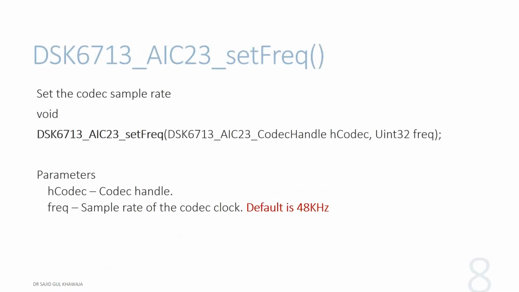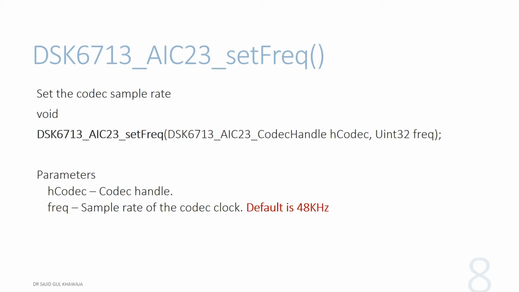Previously, we saw that the configuration of the AIC23 can be handled through different bits of the control registers. Interestingly, that is not the only way. There exists a certain number of commands that can also change relevant bits. For example, here we have a set frequency command. This command can be utilized to change the sampling rate at which the AIC23 will be working.